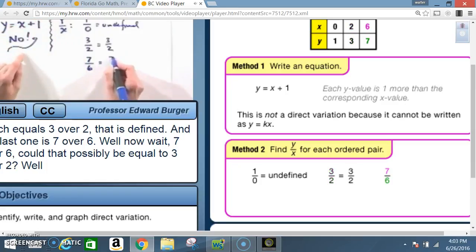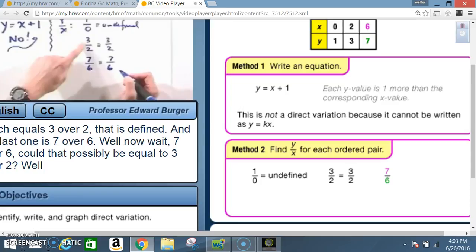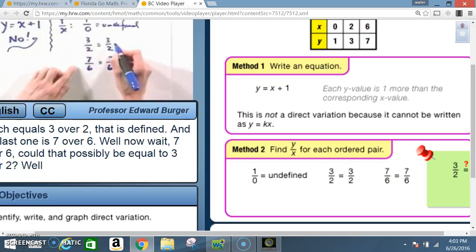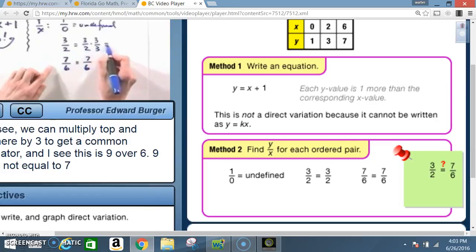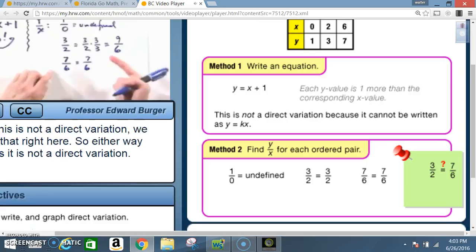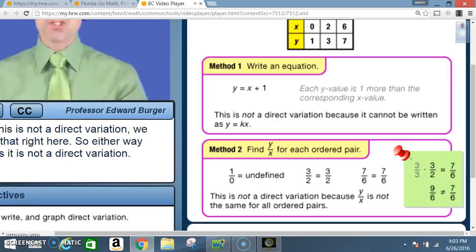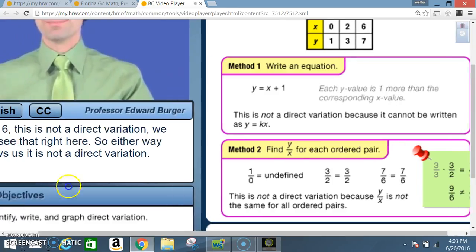Well, now wait, 7 over 6, could that possibly be equal to 3 over 2? Well, we can see. We can actually multiply top and bottom here by 3 to get a common denominator, and I see this is 9 over 6. 9 over 6 is not equal to 7 over 6. This is not a direct variation. We can see that right here. So either way shows us not a direct variation.